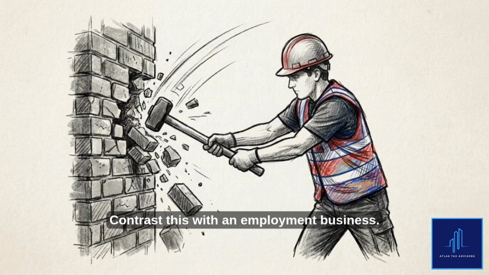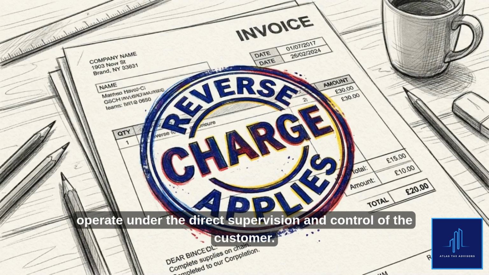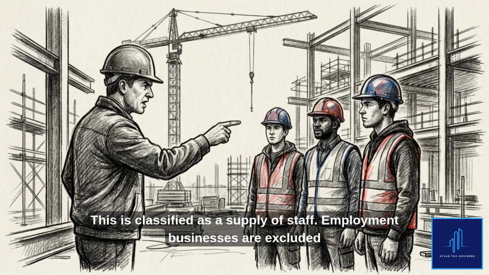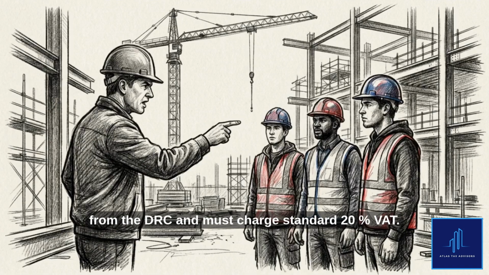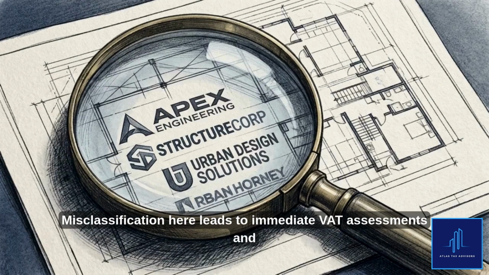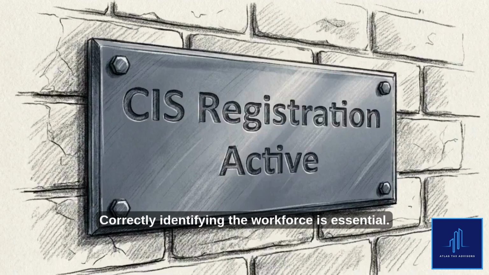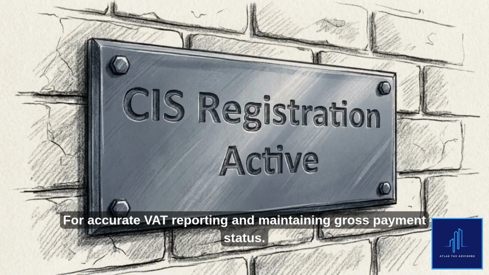Contrast this with an employment business. They provide access to individual workers who operate under the direct supervision and control of the customer. This is classified as a supply of staff. Employment businesses are excluded from the DRC and must charge standard 20% VAT. HMRC audits look past the contract labels to determine who actually controls the work on site. Misclassification here leads to immediate VAT assessments and deeper investigations into payroll models. Correctly identifying the nature of the workforce is essential for accurate VAT reporting and maintaining gross payment status.